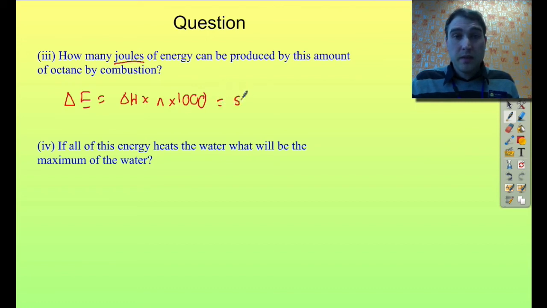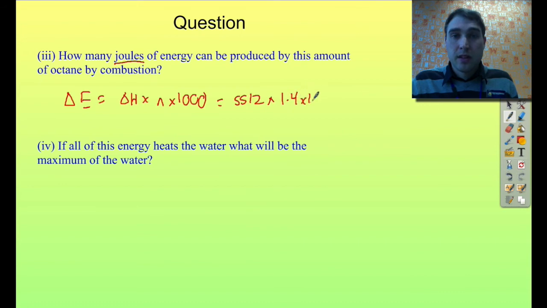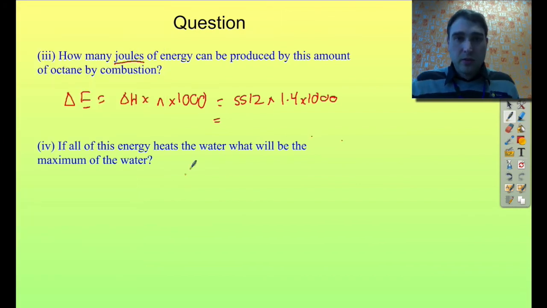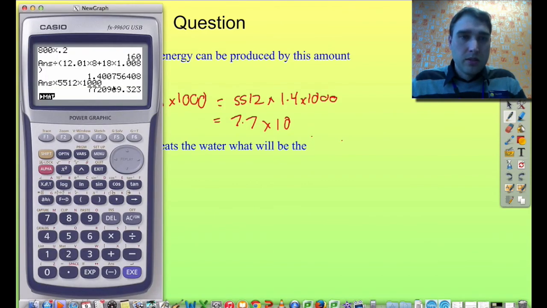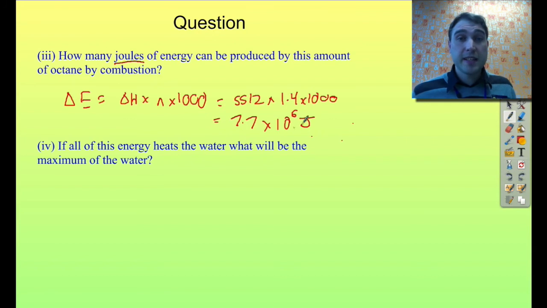So that was 5,512 times our number of moles, which was 1.4, and then times that by 1,000. So I'll put that into my calculator. 1.4 times 5512 times 1,000. I get 7720969. Now let's have a look at how many decimal places we need to go to here. 1, 2, 3, 4, 5, 6. So we get 7.7 times 10 to the 6 joules of energy, and that's the amount of energy being produced by burning that amount of octane.